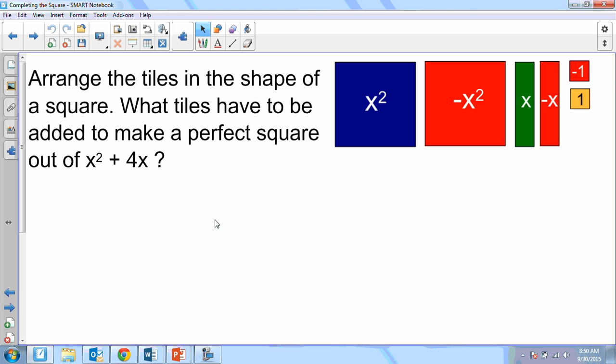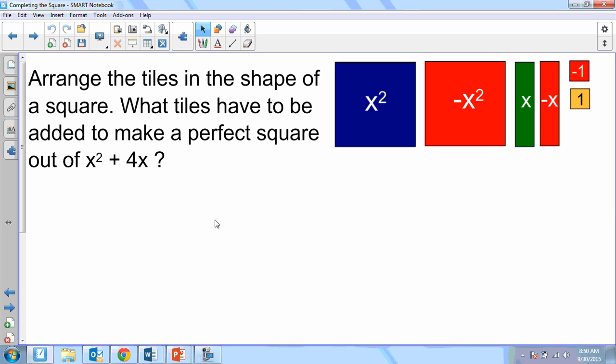All right, so our goal is to arrange the tiles in the shape of a square and figure out what tiles have to be added to make a perfect square out of x squared plus 4x. So notice that you have blue tiles and red tiles and green tiles, right? Your blue tile is x by x. That's a positive x squared, the big blue one.